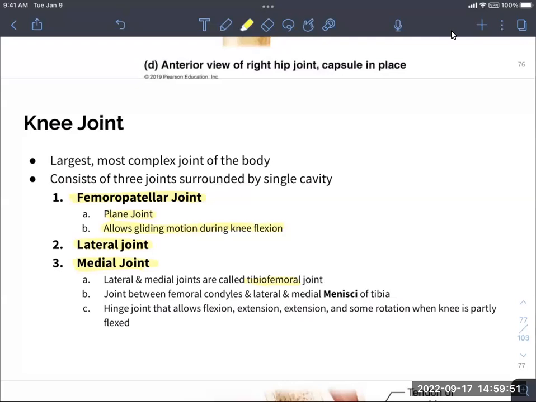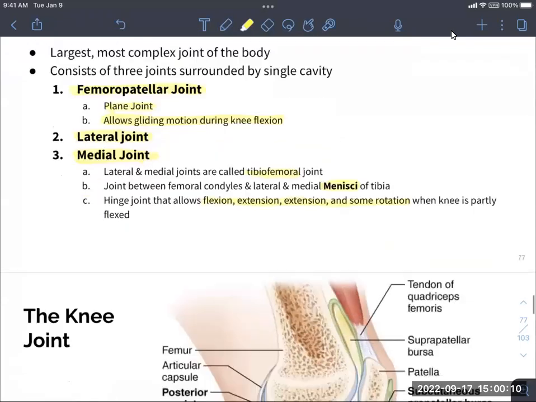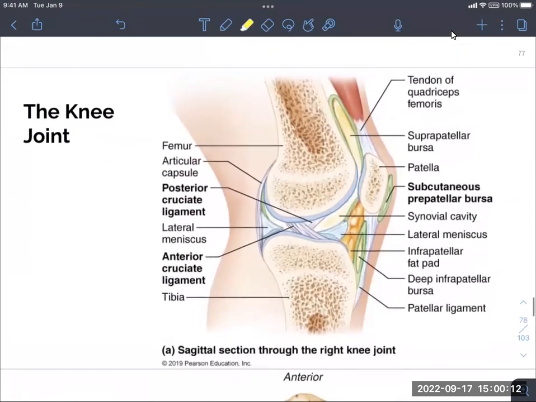And in those joints, we have menisci. Those menisci help to cushion and protect that joint. The medial and lateral joints allow for flexion, extension, with some rotation. Not much, but some.